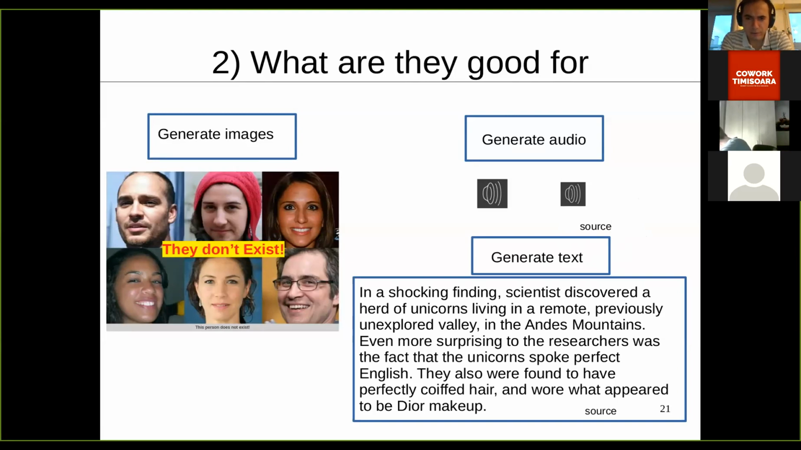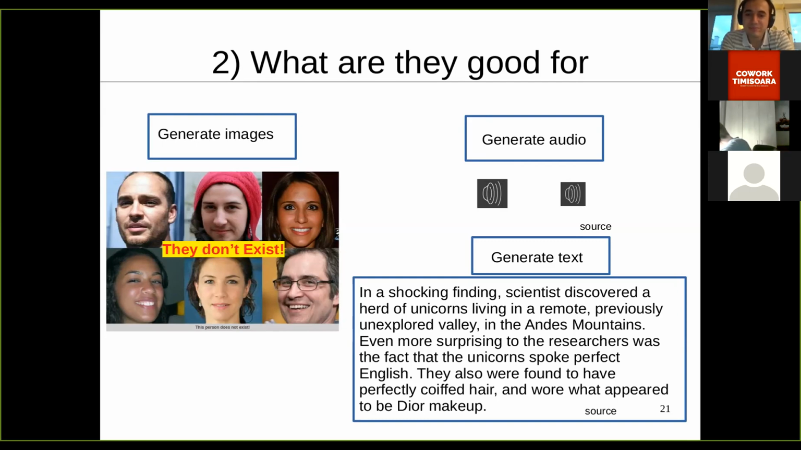In a shocking finding, scientists discovered a herd of unicorns living in a remote, previously unexplored valley in the Andes Mountains. Even more surprising to the researchers was the fact that the unicorns spoke perfect English.